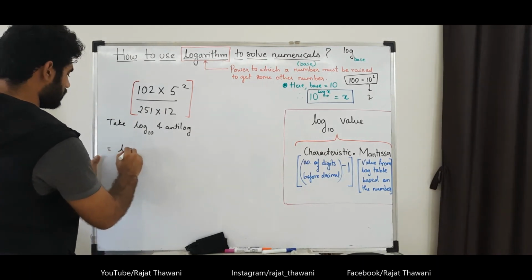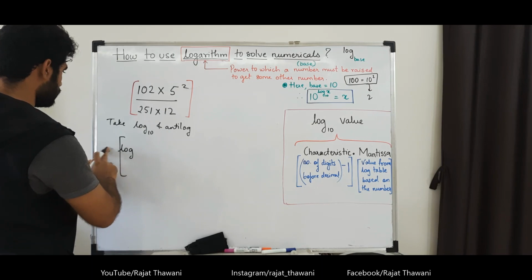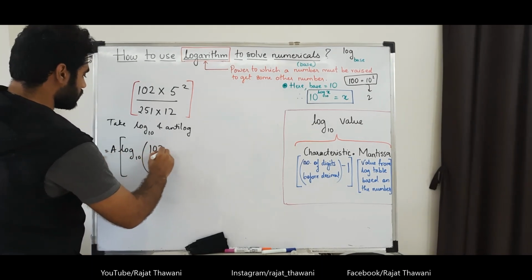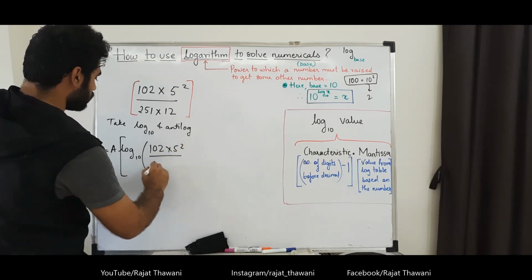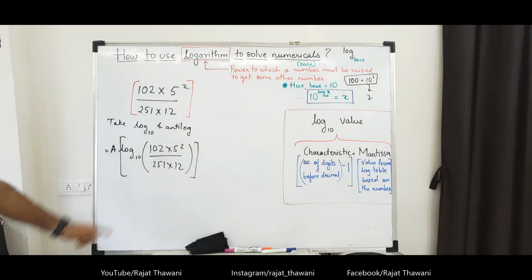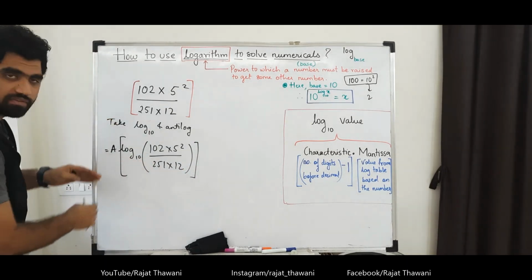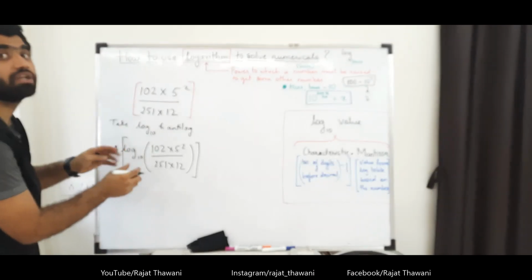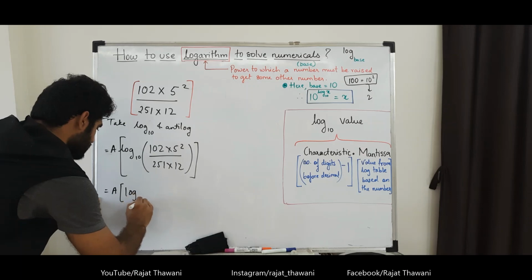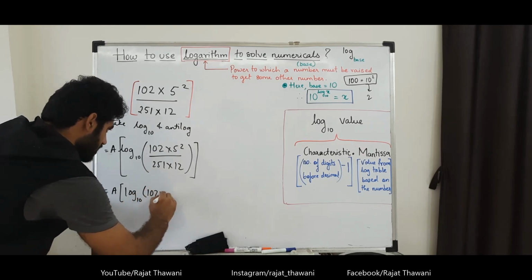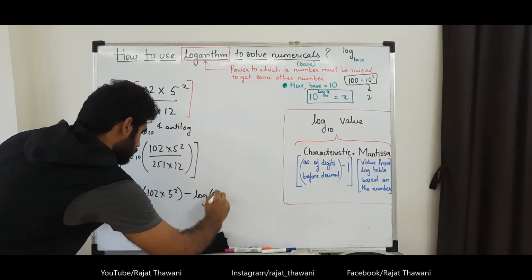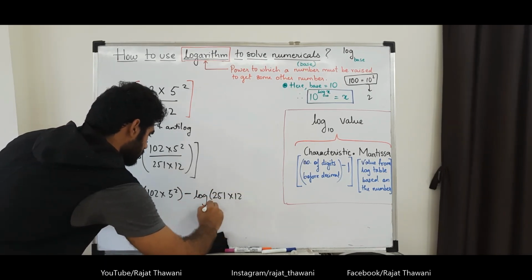Therefore, initially it will be a huge bracket, antilog of log to the base 10 of 102 multiplied by 5 square upon 251 multiplied by 12. Now, first what will be separate? Multiplication or division? Division. So I can write antilog of log to the base 10 of 102 multiplied by 5 square minus log 251 multiplied by 12.